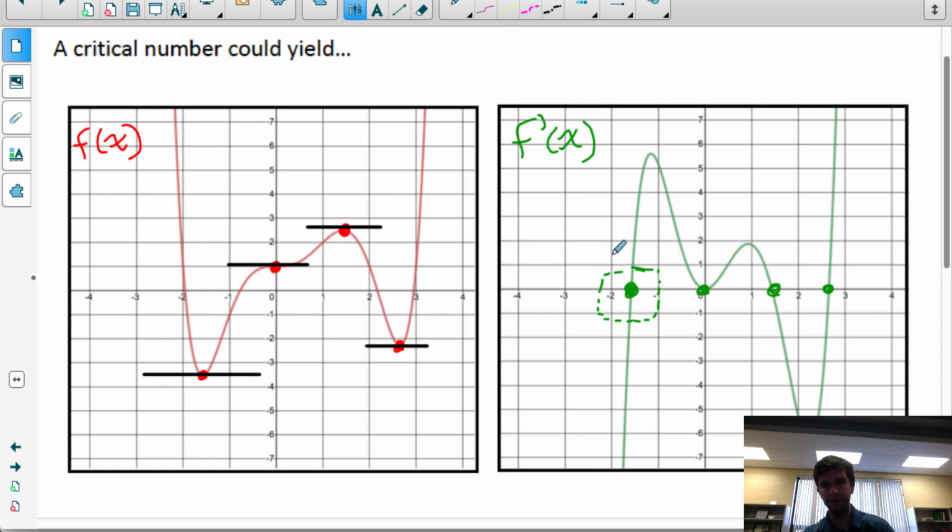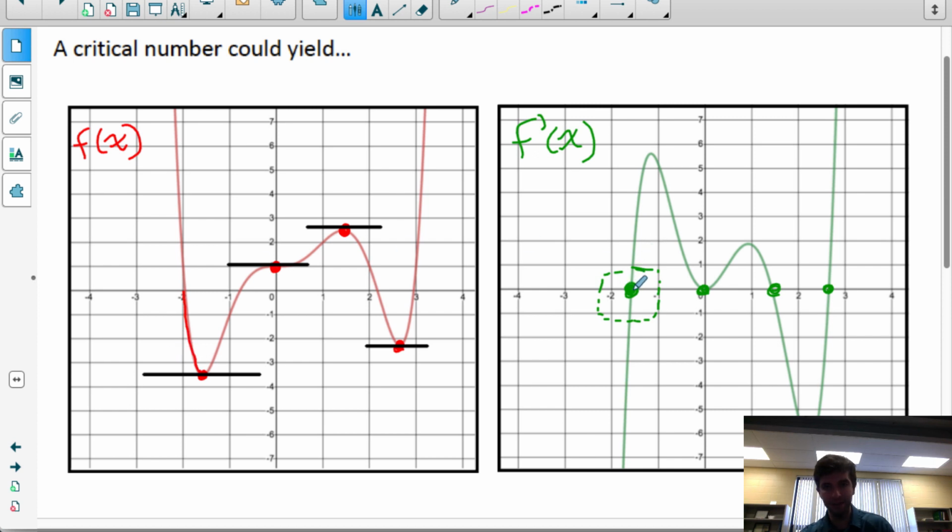So let's look at this first one I've outlined. Notice before the x value of negative, I'm just going to say negative 1.5. I know it's not exact, but just to make it easy. Before the x value of negative 1.5, the derivative is negative. What does that tell us about the original function? It tells us the function is decreasing. And if we look over here, yes, in fact, it is decreasing.